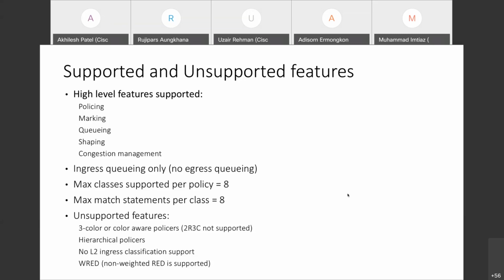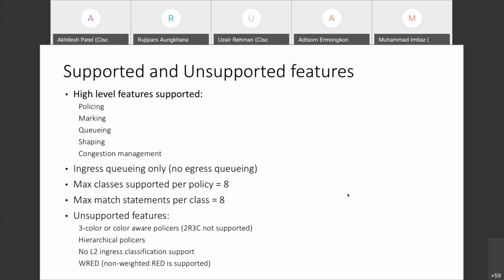The maximum classes supported per policy is 8 to start with, but recently, based on one of the customers' requirements, this might have changed in a certain release. If I'm not mistaken, it might be 7 or 12, but make sure you check that. So it might have gone to 32 classes per policy. And the maximum match statements per class is 8. And by the way, that change in the number of classes per policy is on the ingress side. On the egress side, it is still 8, or it should still be 8.